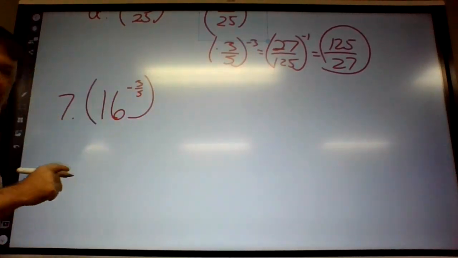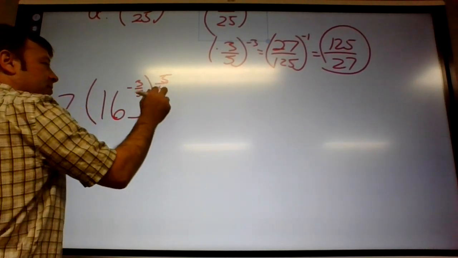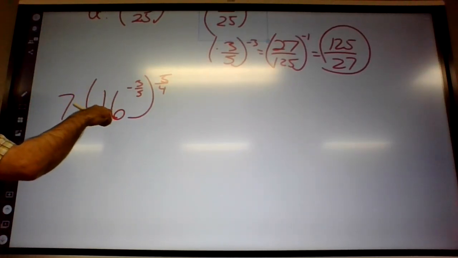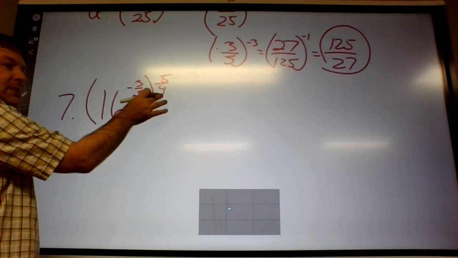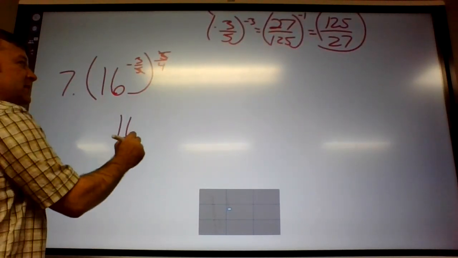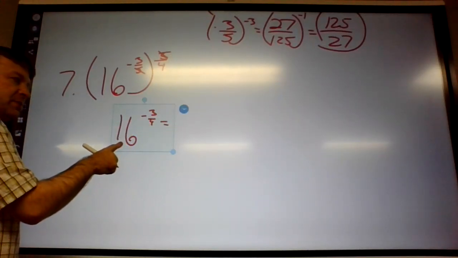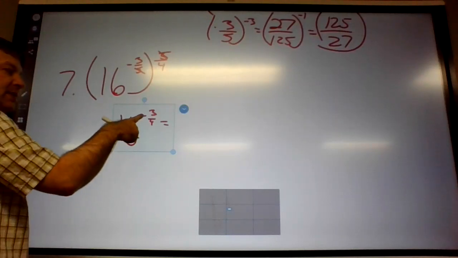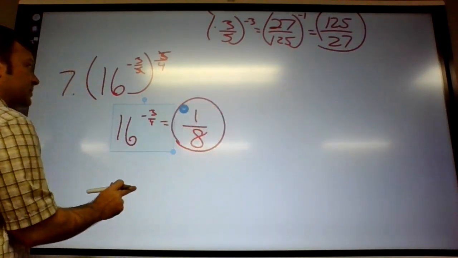Okay. If we were not using a calculator, theoretically, what would we do with the exponents here? Because sometimes they'll put like an A right here instead of 16. What do we do with the exponents in this case? Multiply. So this would come out as 16 to the negative 3/4. The fourth root of 16 is 2. 2 cubed is 8. And the negative exponent flips it. So it's 1/8.